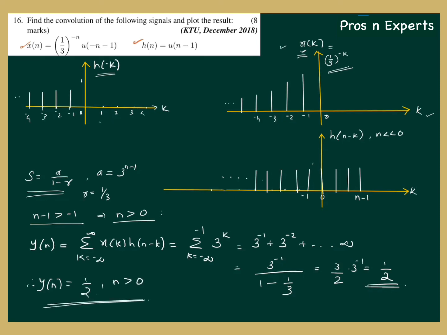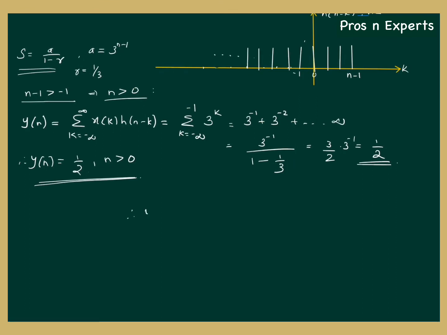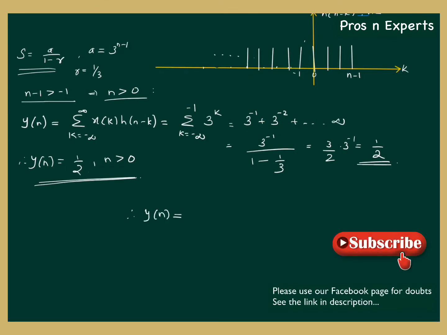These two are the intervals. There are no further intervals. So consolidating our answer, y of n is equal to 3 raised to n by 2 for the interval n less than or equal to 0, and 1 by 2, 0.5 for n greater than 0. So this is the final answer.